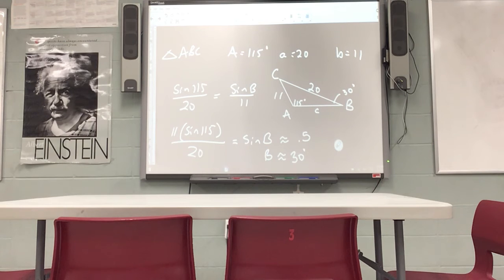Now, if you wanted to, you could go ahead and find angle C just by doing subtraction again, because you've got two of the angles and a triangle has to add up to 180. So, you got 145 minus 180, is that 35?